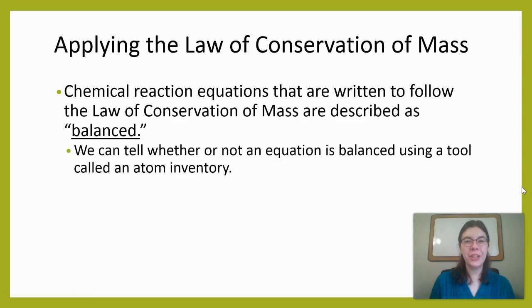Okay, so chemical reaction equations that follow that law of conservation of mass are said to be balanced. Whenever someone says they have a balanced chemical equation, that means they have gone through the process of making sure they have the correct number of each of the molecules so that what we put in is the same number as what we get out. And the way that we can tell whether or not a chemical equation is balanced is using something called an atom inventory.